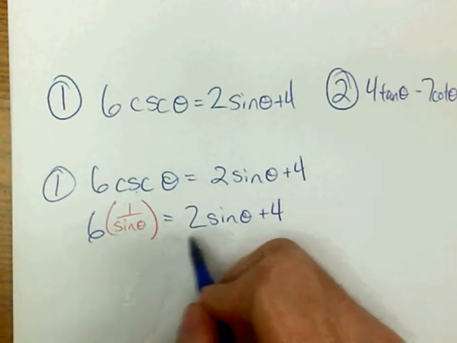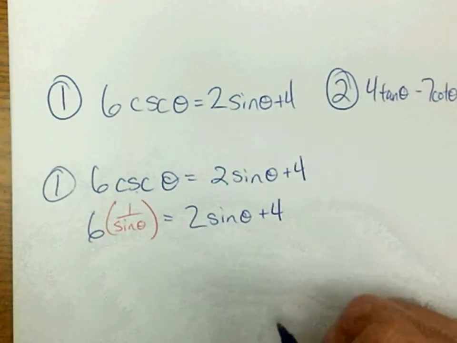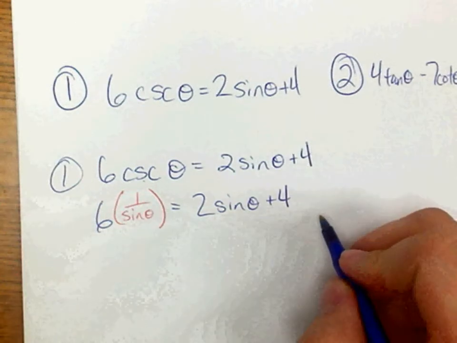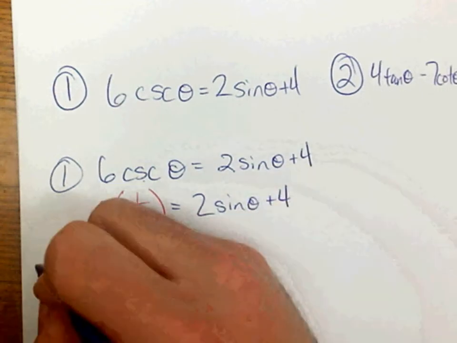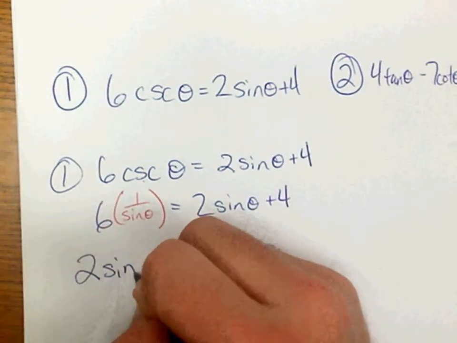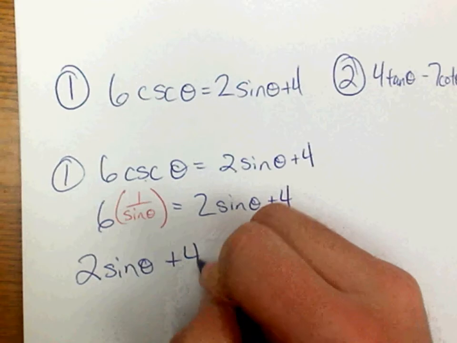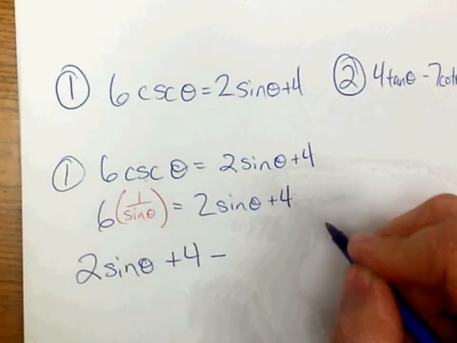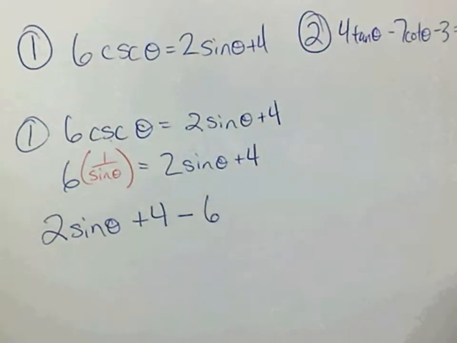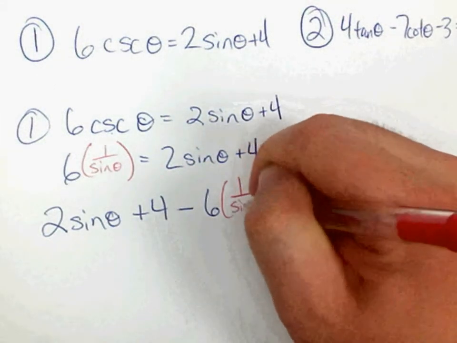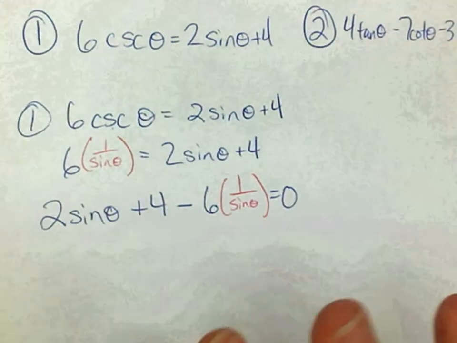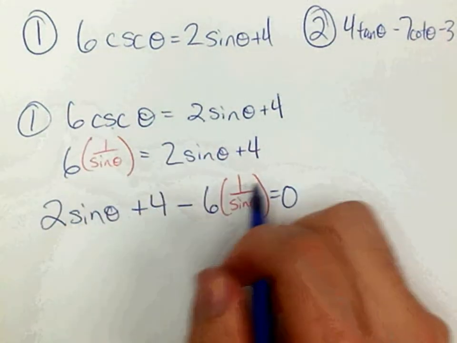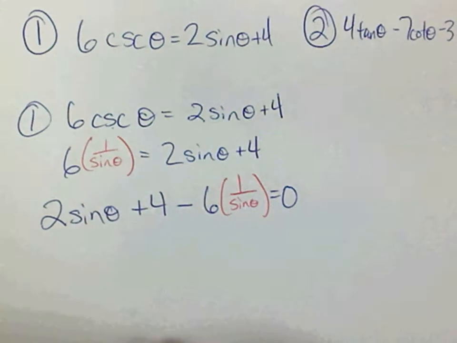And now let's go ahead and rearrange this problem. I want to put everything on one side. I'm just going to subtract this all the way to the end. So we will say, and I'm going to move this to the other side too, 2 sine theta plus 4 minus, because I'm subtracting this from both sides, 6 times 1 over sine theta equals 0. So hopefully I didn't lose anybody. I just rearranged this equation. I didn't really change anything, but I moved that to the other side and then spun the equation around. So 0 was on the right.